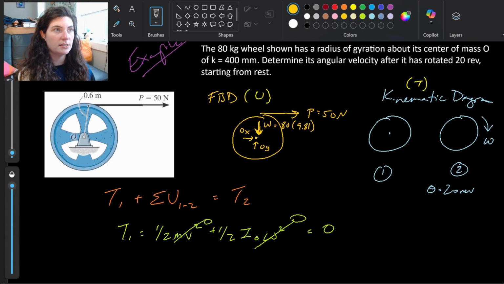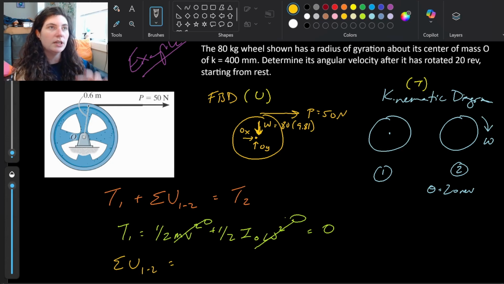When we look at this sum of U1 to 2, any movement that's occurring, any displacement that is doing work, we need to account for. So looking at our now actually complete free body diagram, I want to pull out the forces that are doing work.